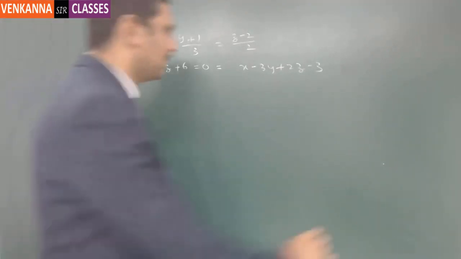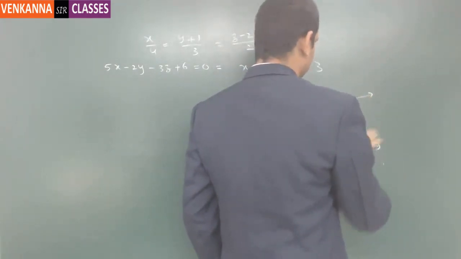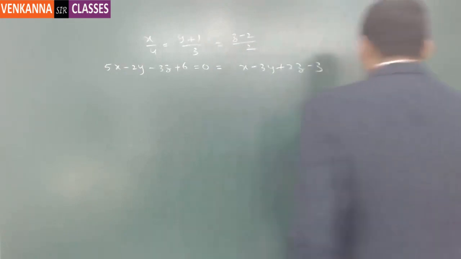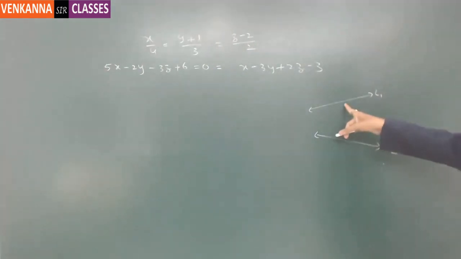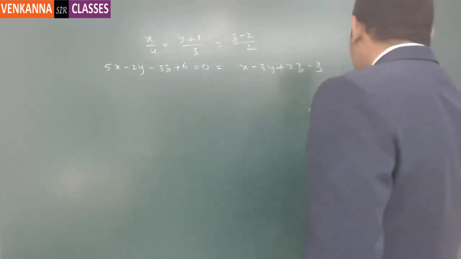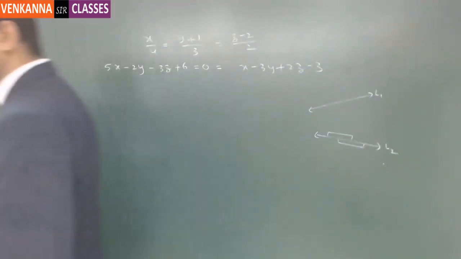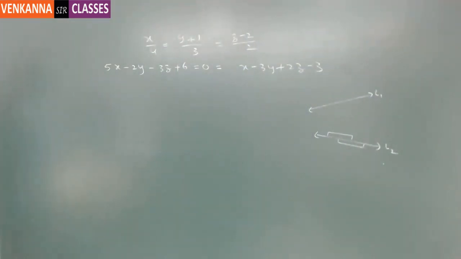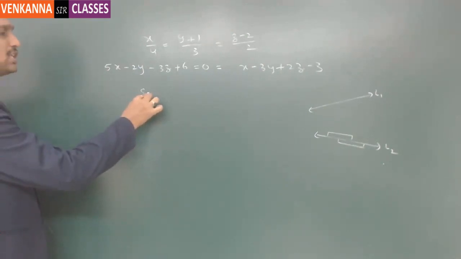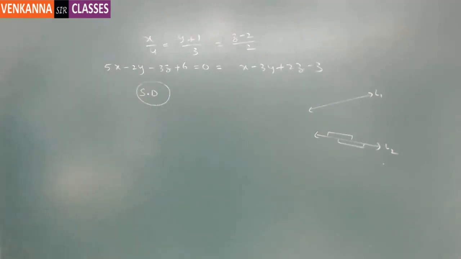So I mentioned that, let us imagine the picture like this. Here the first line is given in symmetric form, the other in unsymmetric form. So let us imagine that it is given like this. Now, how to calculate the shortest distance between these two lines? Any guesses for anybody?